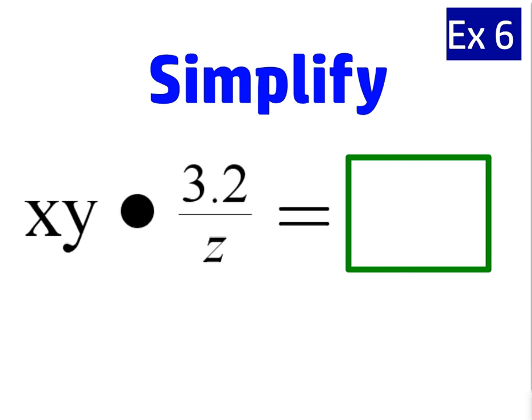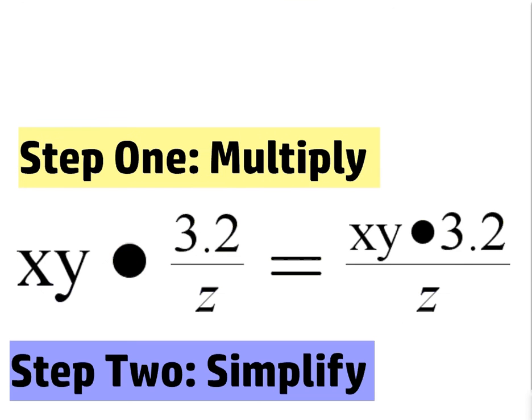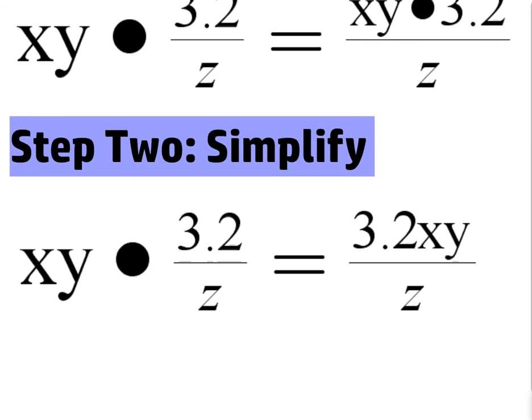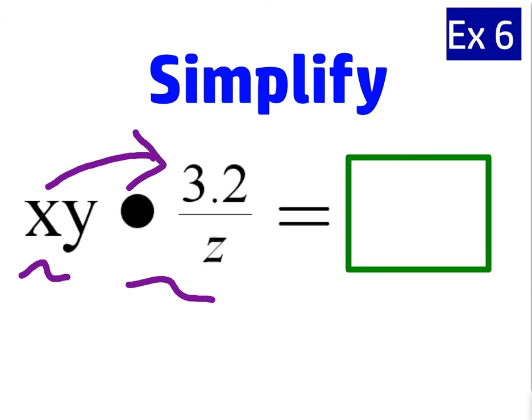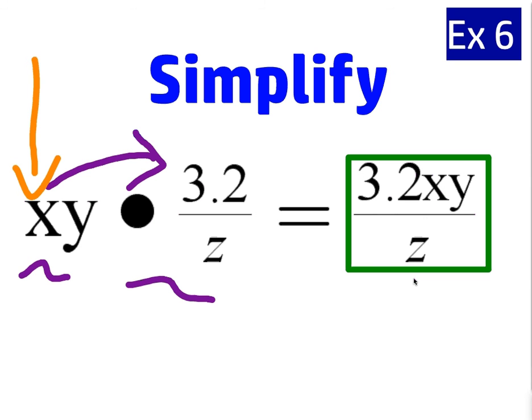Okay, let's read this one together. We have xy times 3.2 over z. So even though xy is more than just a whole number, it's still an expression. So we're taking whatever that is and multiplying by the numerator. So now we have xy times 3.2, bottom stays the same. And since it's a whole number, it can come first, so it needs to move out to the front. And then it becomes 3.2 xy on the top. So the point of this one was just to show it doesn't matter what's over here, you're still just multiplying the numerator. Final answer, 3.2 xy over z.